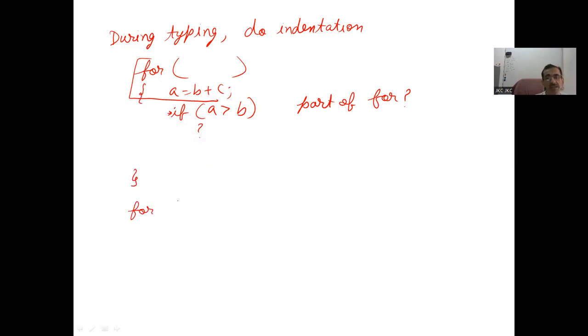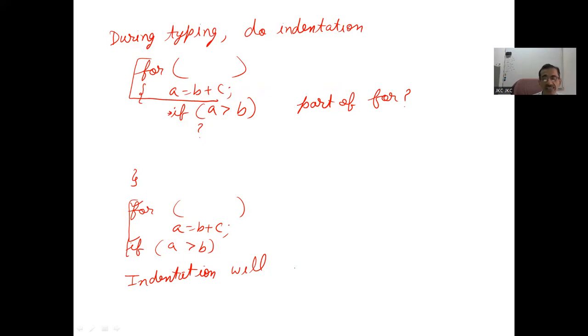If I don't need this statement to be part of the for, then you will automatically write the if here, and the code will show that this is not inside the for, it is outside the for. And then remember, indentation will not affect the actual execution. You should not assume that if you have typed it on the right side, it becomes part of the for in execution. No. Execution will actually depend on the syntax only.